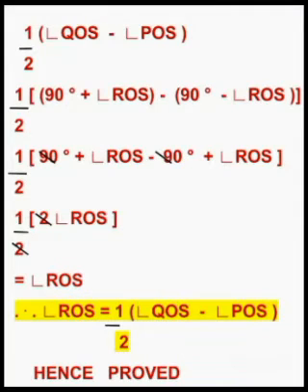Okay, children. Next, what they have given in the condition? Angle ROS is equal to half of angle QOS minus angle POS. Isn't it? So, in QOS, how much we got in equation 1? 90 degrees plus angle ROS. Let us substitute that one. Half of angle 90 degrees plus angle ROS minus POS.